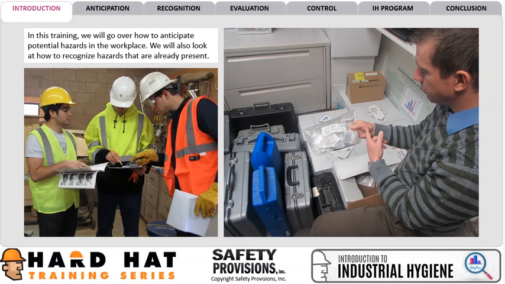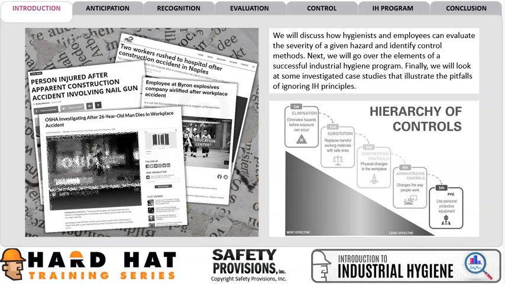In this training, we will go over how to anticipate potential hazards in the workplace. We will also look at how to recognize hazards that are already present. We will discuss how hygienists and employees can evaluate the severity of a given hazard and identify control methods. Next, we will go over the elements of a successful industrial hygiene program. Finally, we will look at some investigated case studies that illustrate the pitfalls of ignoring IH principles.